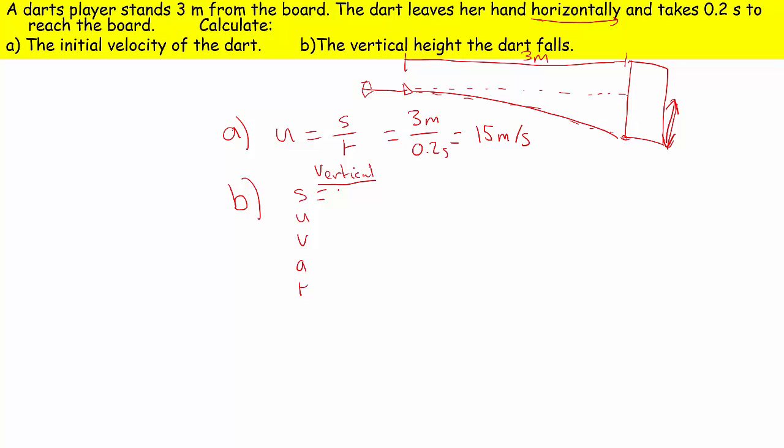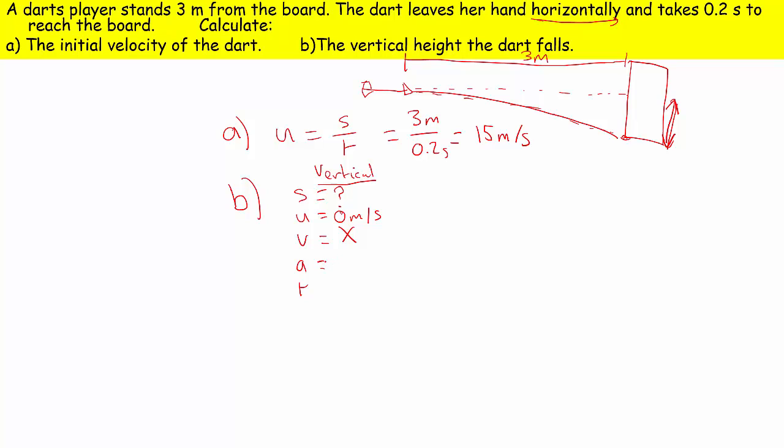So the displacement, we don't know it. It's our question mark. U is the initial velocity. It left her hand horizontally. So the vertical initial velocity is 0 metres per second. It's not travelling with any speed at the very beginning downwards. It's not started to accelerate due to its weight yet. The final velocity we don't know, but it's not what we've been asked to calculate. So I'm going to put a cross next to it. I don't need to know it.